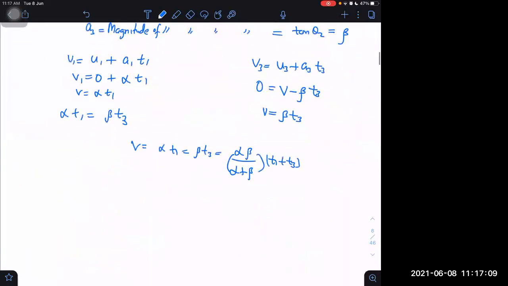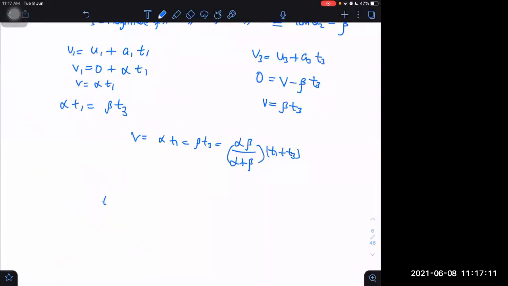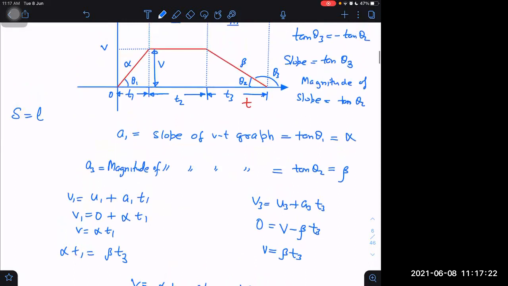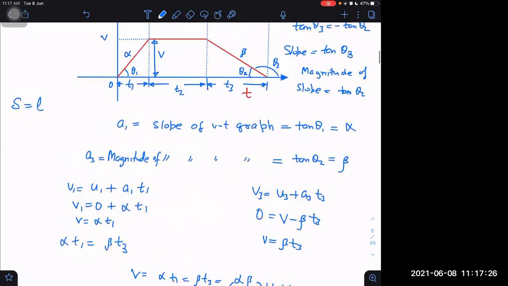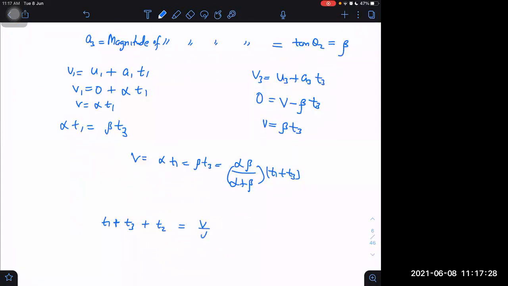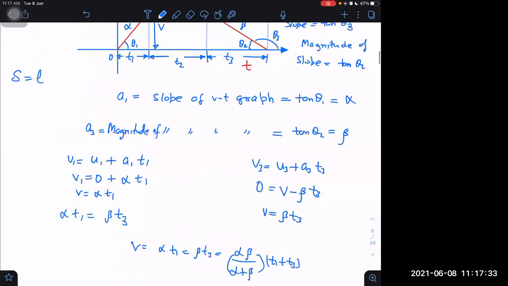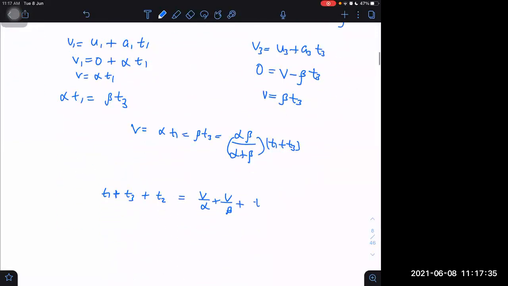Then we have one equation. Total time interval will be equal to T1 plus T3 plus T2. That is equal to V by alpha plus V by beta plus the middle time. Middle time is unknown, that is T2. And this total L is also given. We have to use that information.